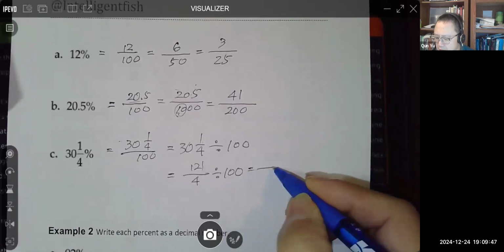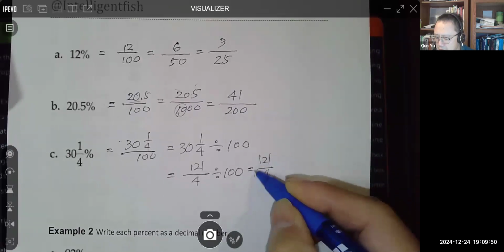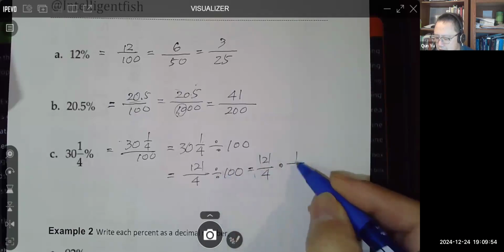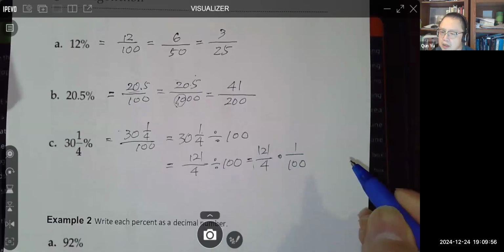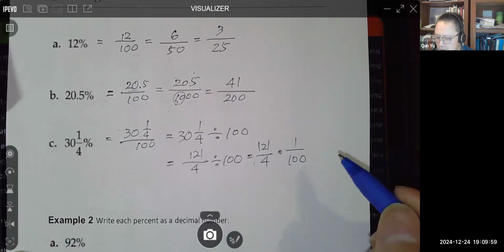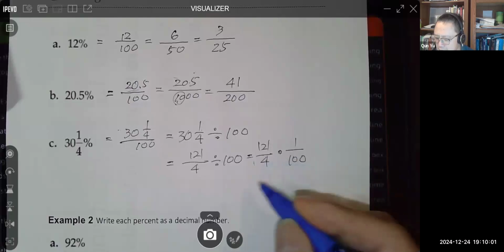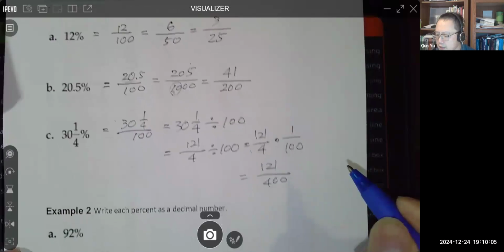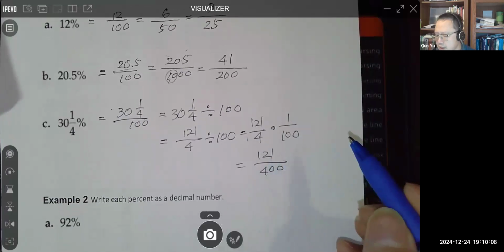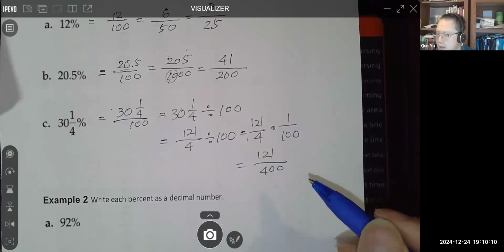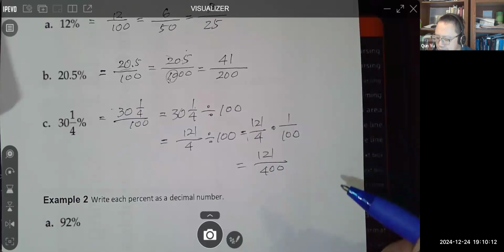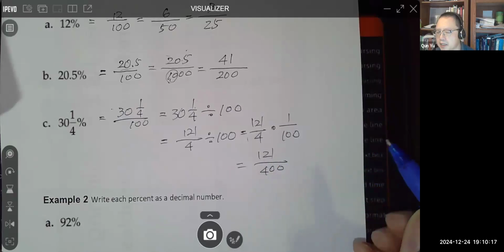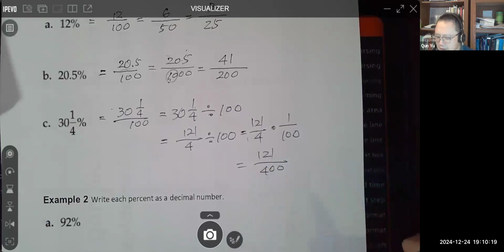Now, for division, basically we keep the first number unchanged, change the division to multiplication, and switch the second number to its reciprocal. Now, apparently, these two multiply together on the bottom. We have 121 over 400. And 121 can only be divided by what? 11? Yeah, can be divided by 11. Apparently, 400 cannot be divided by 11. And this is the final answer.